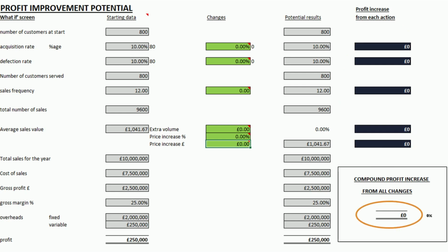We then look at the cumulative effect of that. So you may have more customers coming back more often, buying more stuff, paying a higher price. So there is a compounding advantage that increases profits. But it is interesting to know the impact of individual parts as well as the overall profit increase.